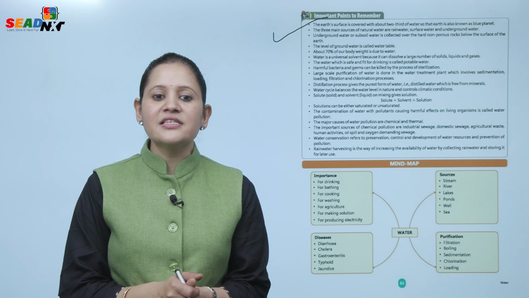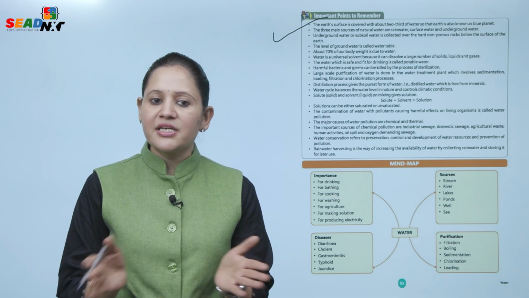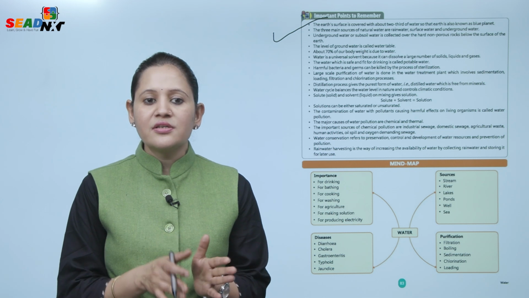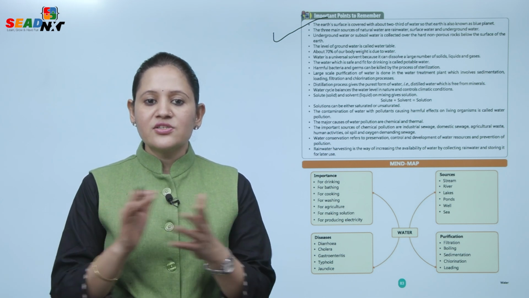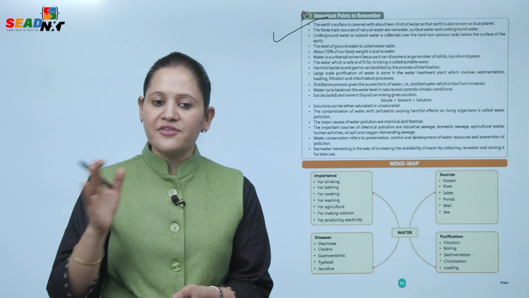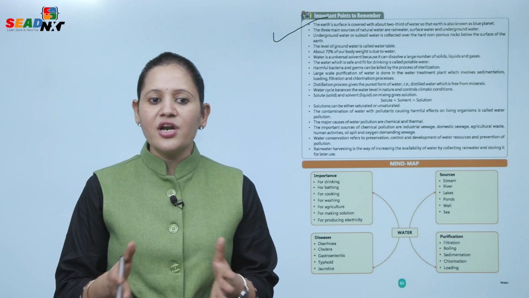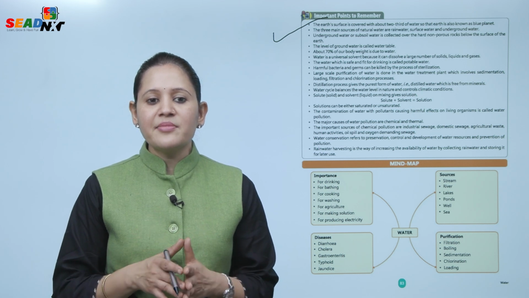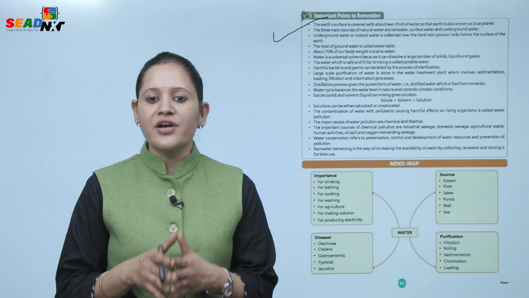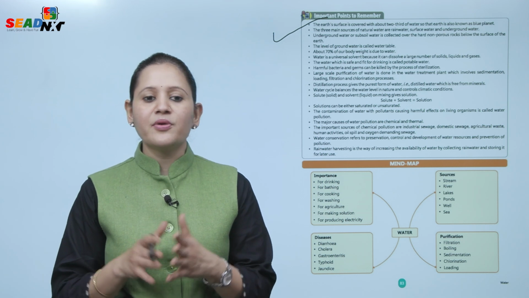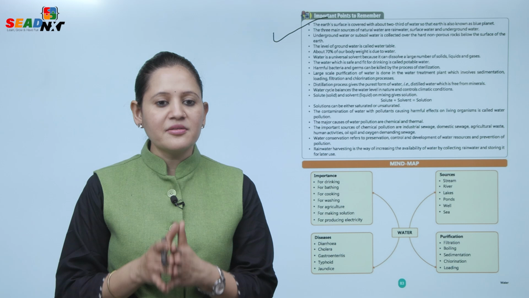The water cycle balances the water level in nature and controls the climatic condition. Solute, a solid, and solvent, a liquid, on mixing give a solution. Solute plus solvent gives us solution. A solution can be either saturated or unsaturated. The contamination of water with pollutants causing harmful effects on living organisms is called water pollution. The major causes of water pollution are chemical and thermal.